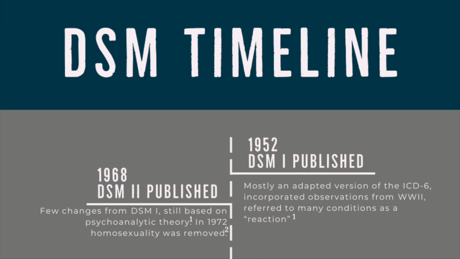This is the standard for the DSM for 16 years, and you'll notice 16 years is about the going rate, if not longer sometimes, between various versions of this, whereas the ICD is going to go through numbers more quickly. The DSM-2 came out in 1968, a very turbulent time in the United States, but it didn't really seem to incorporate much of what was going on. In 1972, homosexuality was removed. So homosexuality was removed from the DSM-2, but it was still in there as a condition when it was originally published.